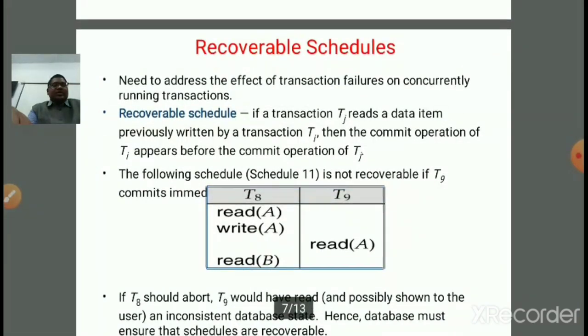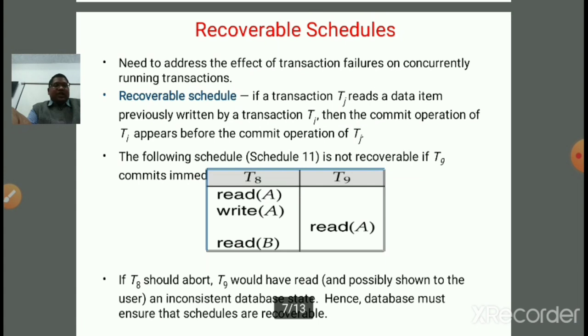Now there is a new concept, recoverable schedule. We need to address the effect of transaction failure on concurrently running transactions. Okay, what do we mean by a recoverable schedule? A recoverable schedule is one where, if a transaction Tj reads a data item previously written by a transaction Ti, then the commit operation of Ti appears before the commit operation of Tj. Now there is a schedule 11, which is not recoverable if Ti commits immediately, right?